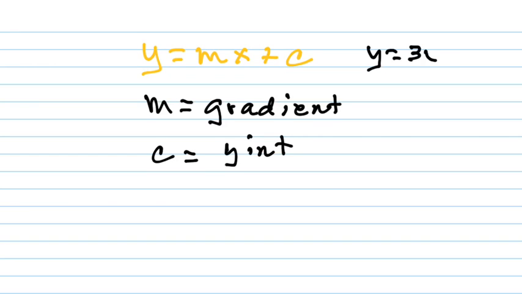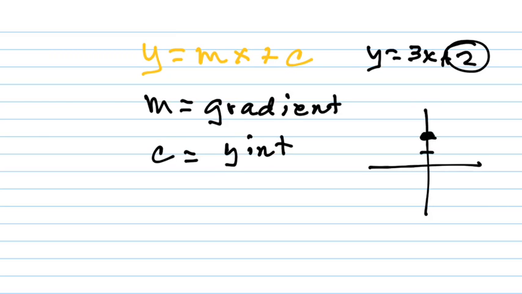Y equals 3x plus 2. That means my y-intercept is 2, so go up 2. My gradient is 3 over 1 because I have to make it look like a fraction, even if it's not. So just put it over 1. That means go up 3 and to the right 1. And there's my line, right?